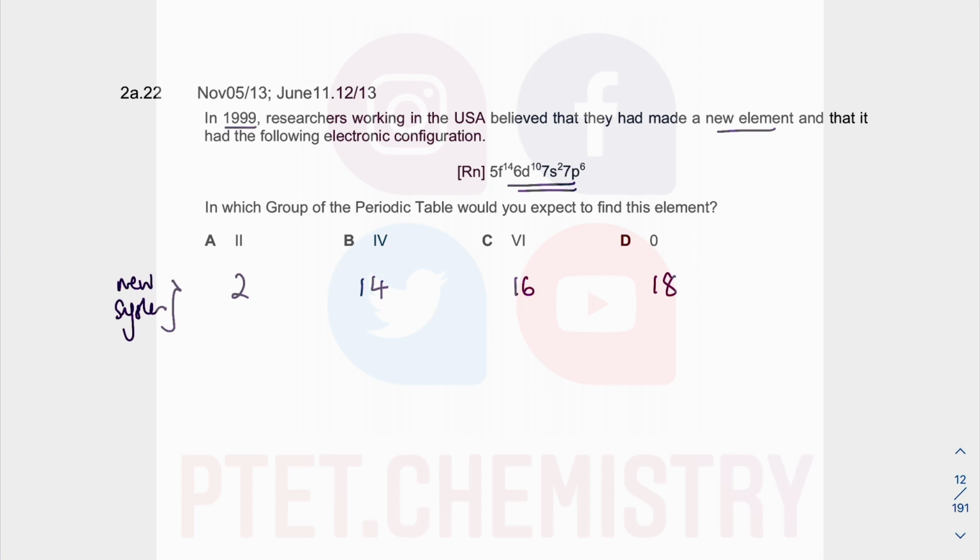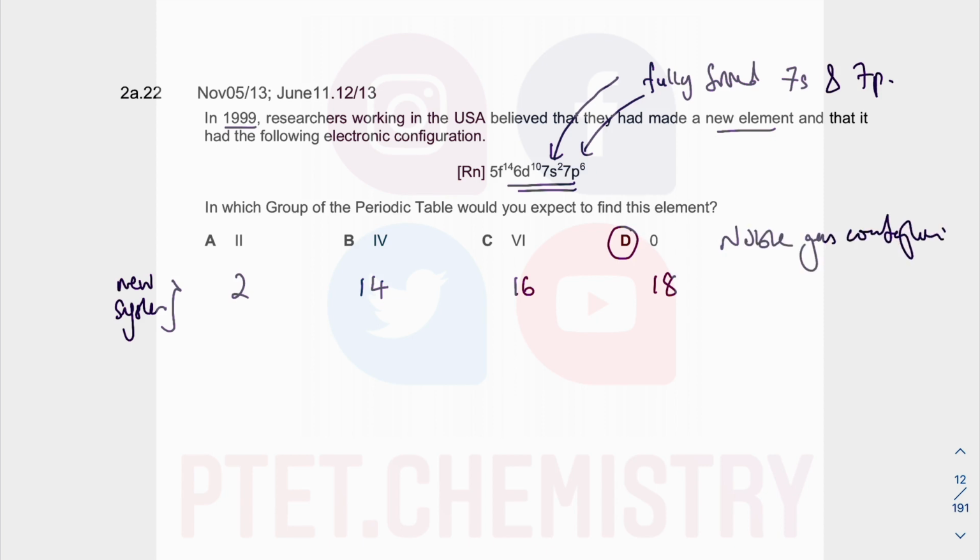If this question ever comes out again, you will see the question coming out as these particular numbers, because even your periodic table in your data booklet shows them as this numerical value rather than the Roman numeral. Looking at this configuration, you have fully filled 7s and 7p. You see 7s2, 7p6, so we are looking at the noble gas configuration. So we can be thinking about the noble gases, which are group 18.